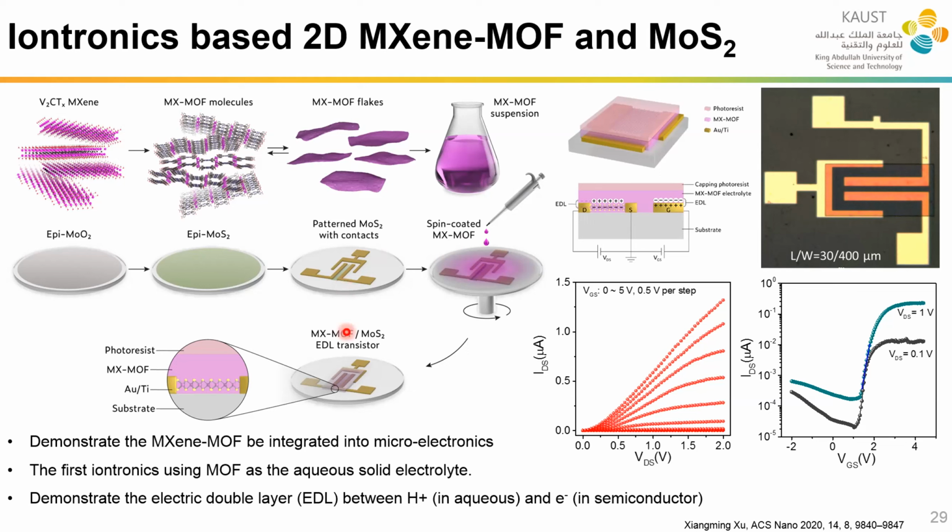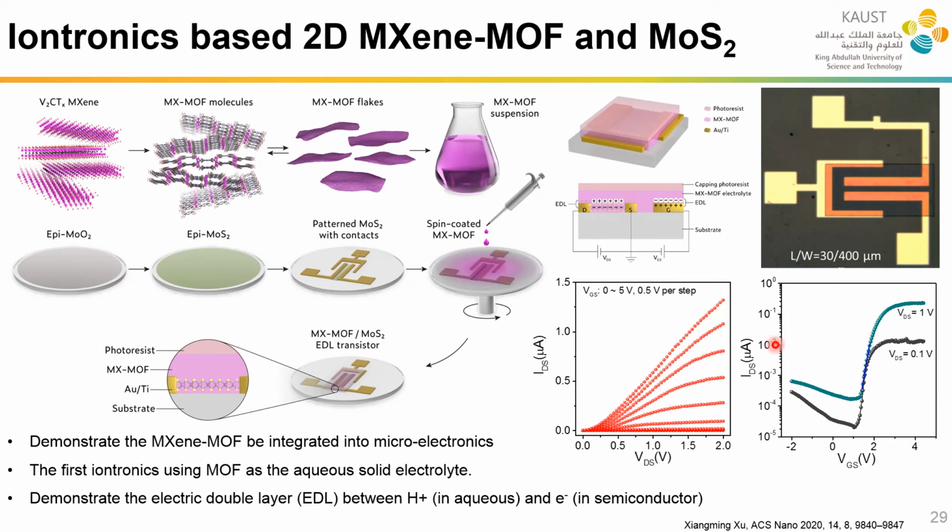And this transistor actually is not a traditional field effect transistor. It's an electric double layer transistor. Here is the device schematic. If we apply a positive voltage on the side gate, it will create an electric double layer on the surface of the molybdenum sulfide channel. So this electric double layer can effectively tune the resistance of molybdenum sulfide.